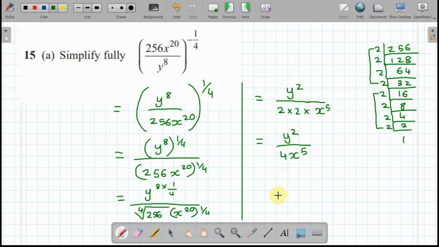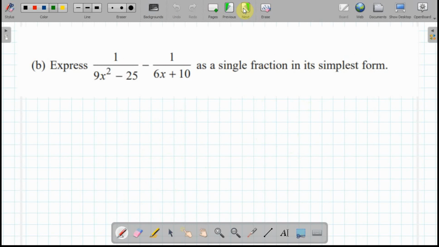That's my answer. Okay, we've got a part B of this question, which basically talks about expressing this algebraic fraction as a single fraction, in its simplest form. Okay, interesting, very interesting.